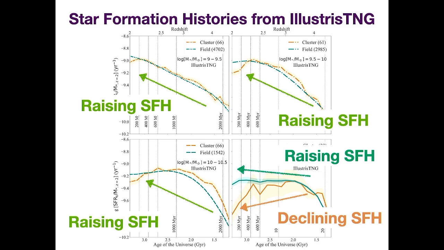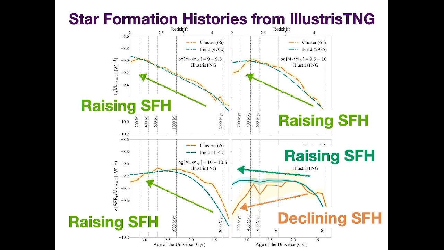But we do see again that as we go from the lowest stellar mass bin to the highest stellar mass bin, the star formation histories go from rising to declining in the protocluster environment, whereas for field galaxies, the star formation histories are showing that some star formation is still happening. It's not quite declining in the most massive bin.